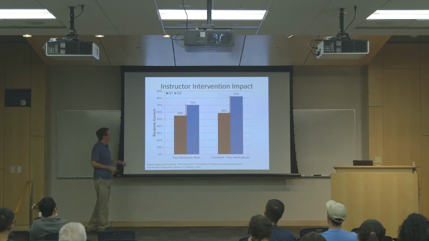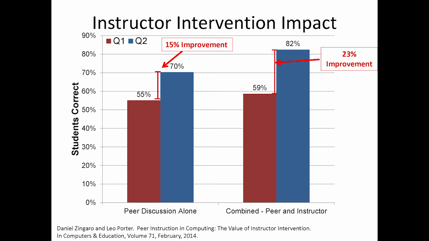And really we're just looking for that difference, right? So you got about 15% improvement from just discussing with your peers, and you get about 23% on top from the instructor intervention as well. So the instructor is valuable, we are adding something. That's good news for our jobs. So we like this finding.